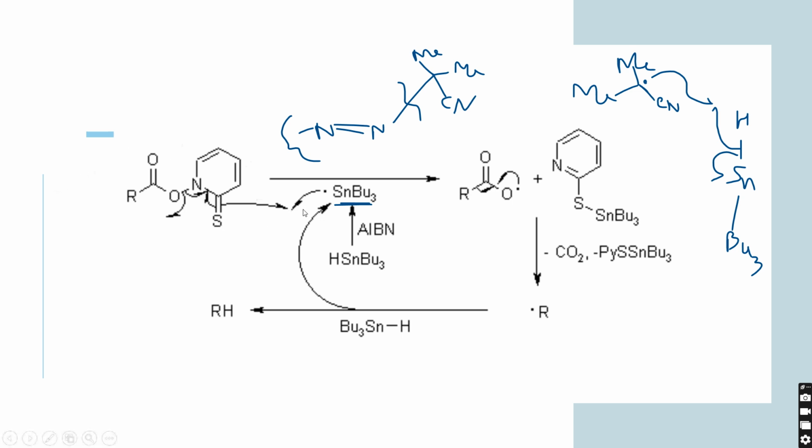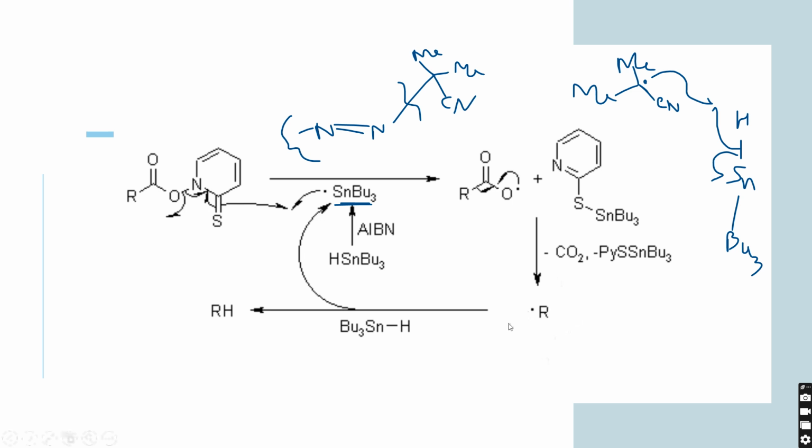In this fashion, you will see the formation of the sulfur tin bond by radical reaction. And this will lead to the formation of this new carboxylate radical. Now this carboxylate radical can readily undergo decarboxylation by the cleavage of this carbon-carbon bond. So as a result, you get this alkyl radical after elimination of carbon dioxide from the system.